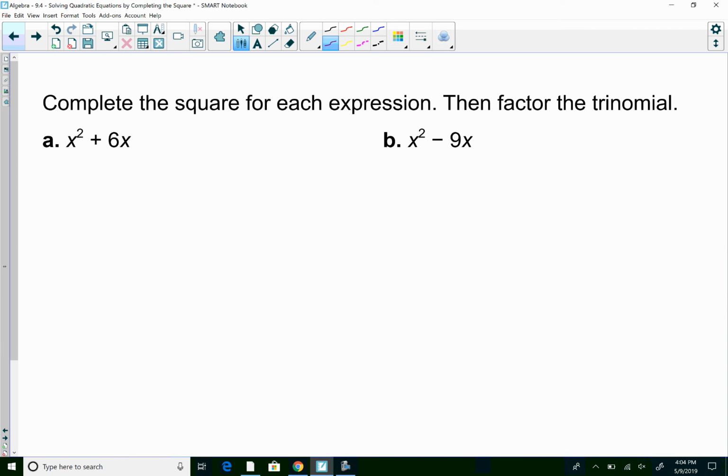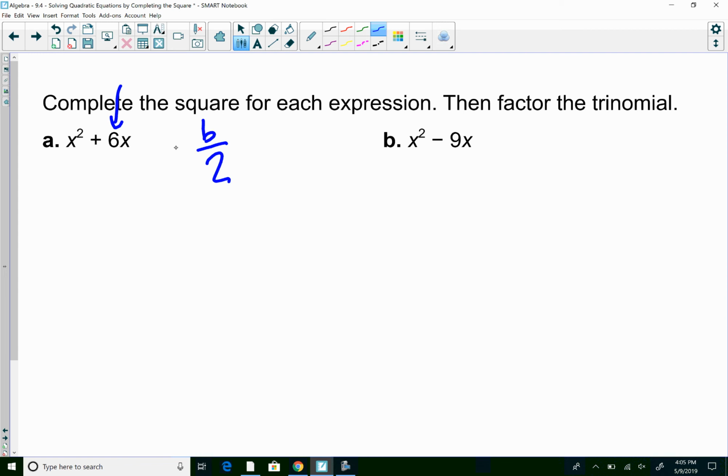Then factor the trinomial. So first off, CLE, if you're in the building, please report to the library. CLE, please report.